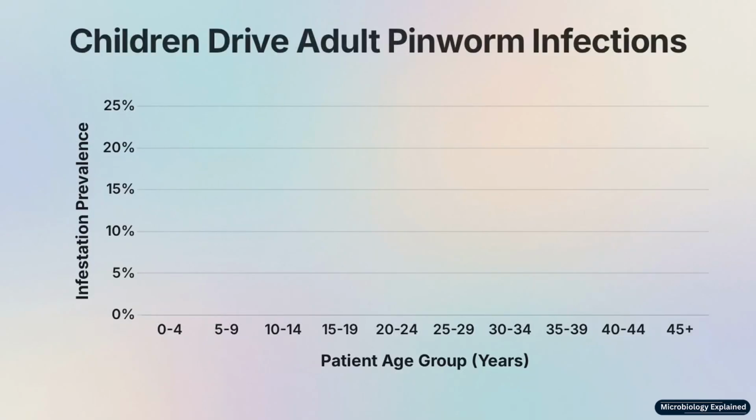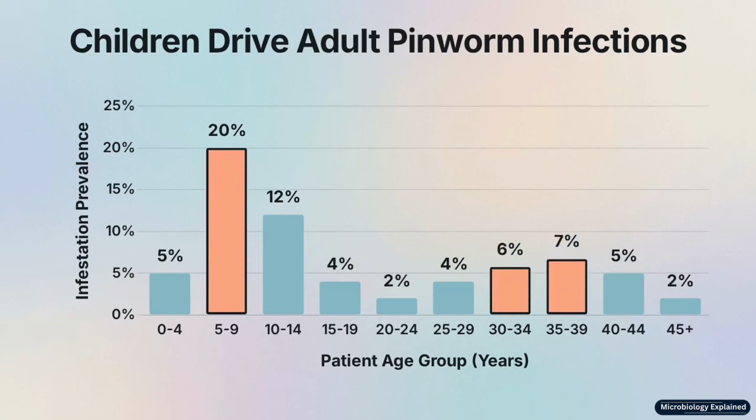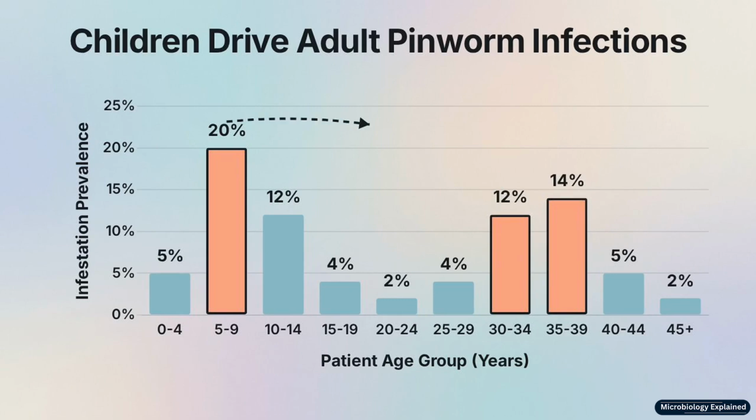This chart maps U.S. helminthic infestations. One parasite dominates, showing a massive prevalence peak centered squarely on children 5 to 9 years old. A second correlated spike appears in adults 30 to 39, driven almost entirely by transmission from their infected children.